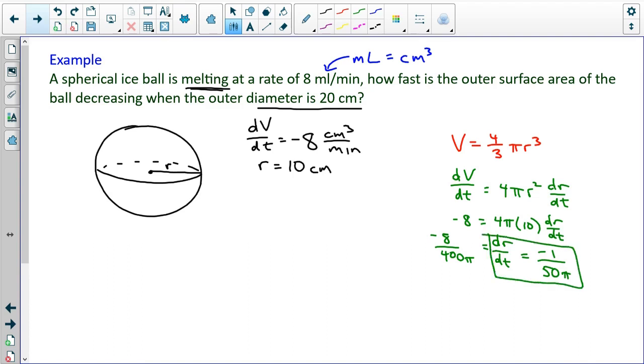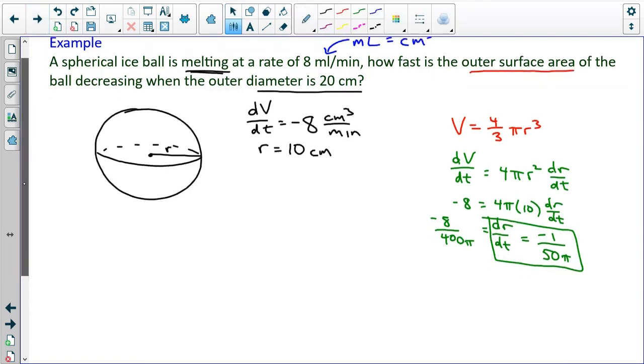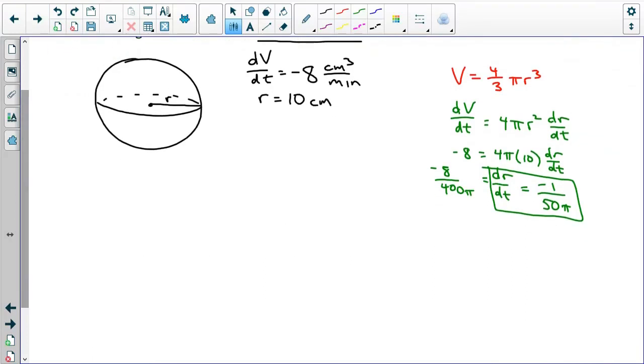That actually does not give me my answer because it's asking about the outer surface area. So that means I need to take into account what the surface area is. So the surface area of a sphere is 4 pi r squared. Notice that I started with the formula for volume because they gave me the rate of change of the volume. But now I have to actually get into how do I find the rate of change of the surface area. So now I have surface area equals 4 pi r squared.